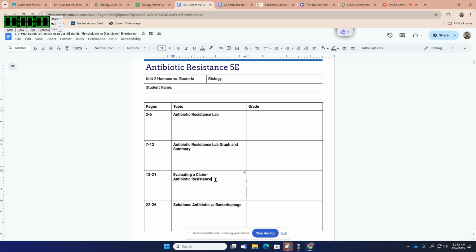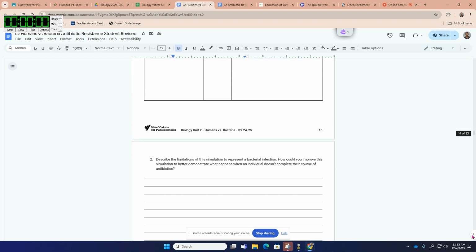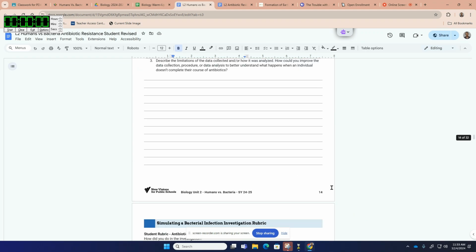Today we're going to be taking a look at pages 13 to 21 in this packet. The numbers might be slightly different in yours, but it's the section called Evaluating a Claim, Antibiotic Resistance. So let's go ahead and take a look at what we are asked to do here.